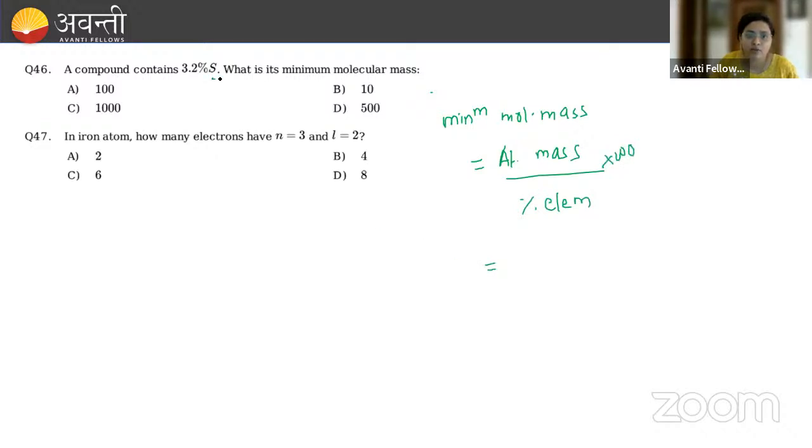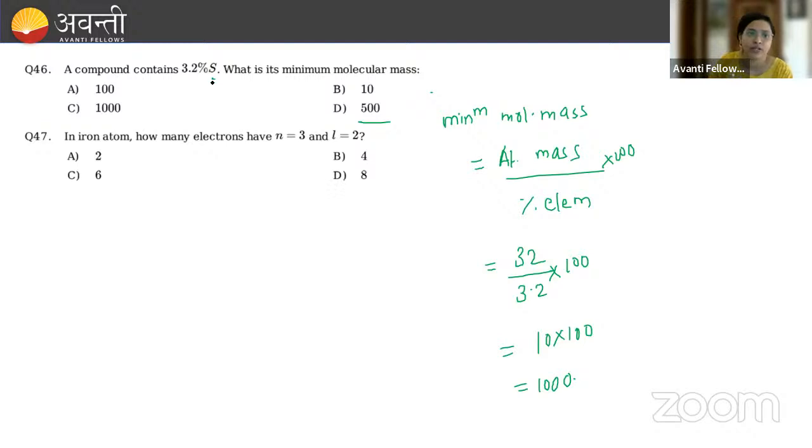How much is the atomic mass of sulfur? 32. And how many percentage are given? 3.2. And that's why the answer will be 10 into 100, which is 1000. But in the answer key, the answer given is 500. That was the discussion.